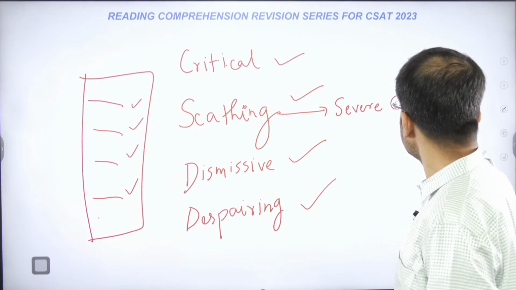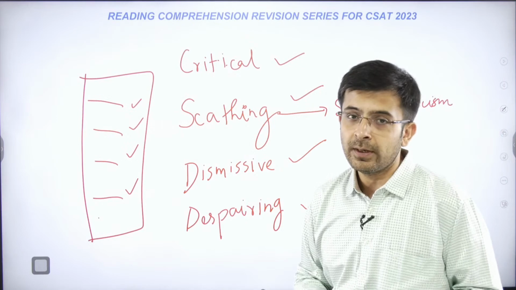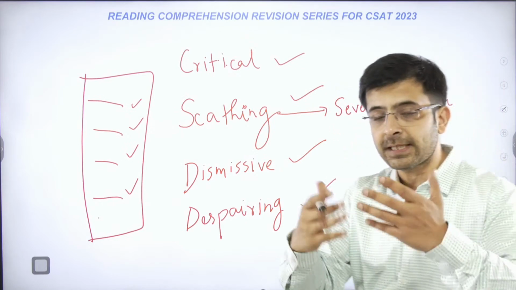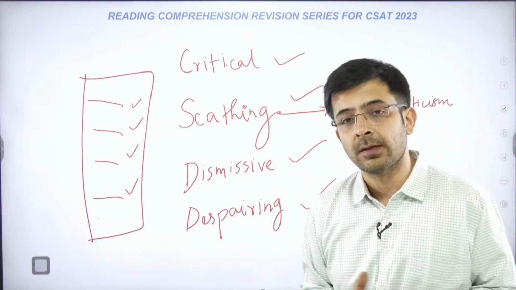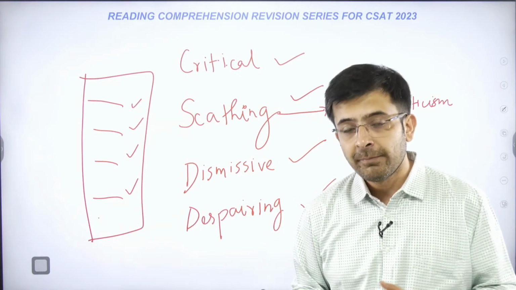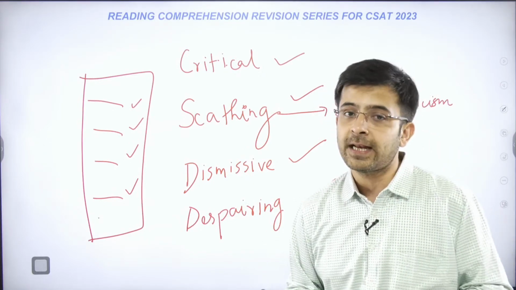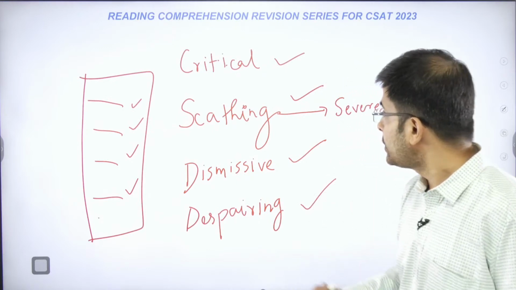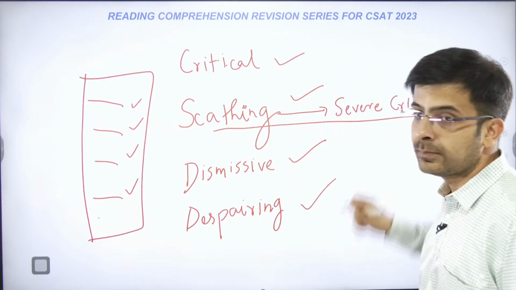We'll be doing a list of words, so you need not note down right now. It's just for the purpose of your understanding, but I will be exposing you to a list of tones that you must be aware of before you walk into write the CSAT paper 2. Okay? So scathing is severe criticism.